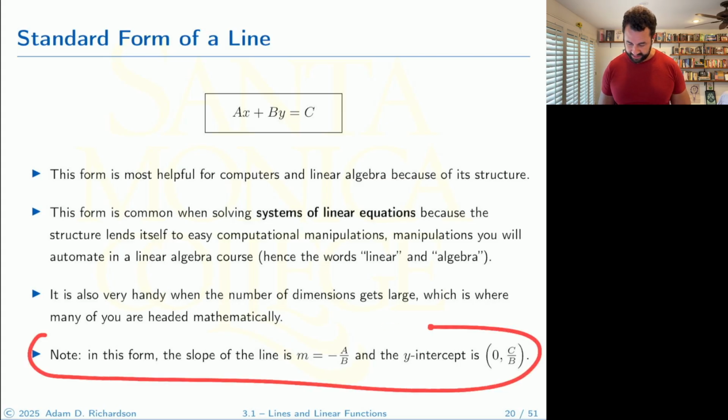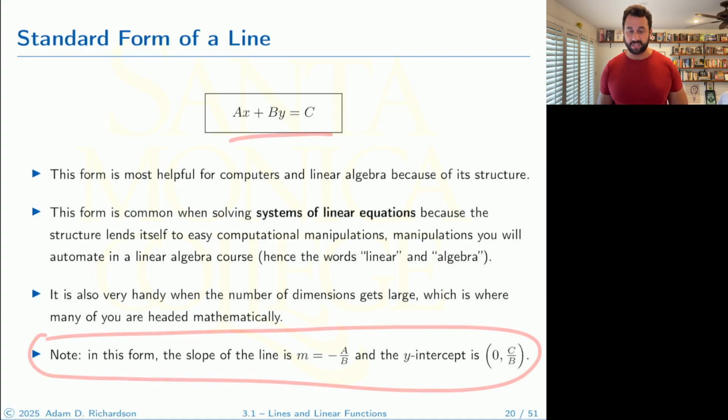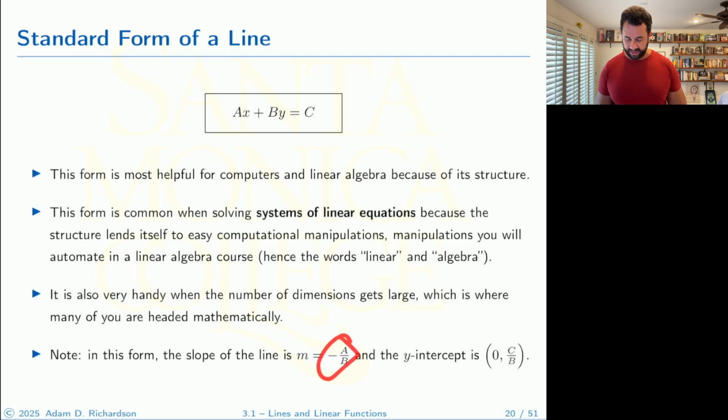Little note at the end here, in this form, the slope of the line is negative a over b, and the y-intercept is 0 comma c over b. You can get that same result just by solving this equation for y. If you solve this equation for y, then you have written it in slope-intercept form. You can work on it on your own if you'd like to try. Just solve this for y, and you'll see that it's in slope-intercept form.